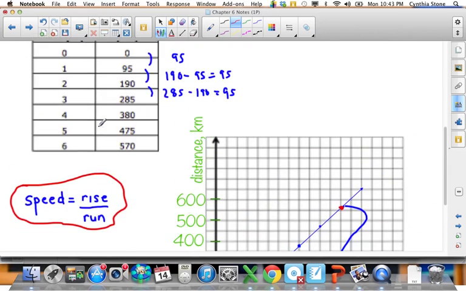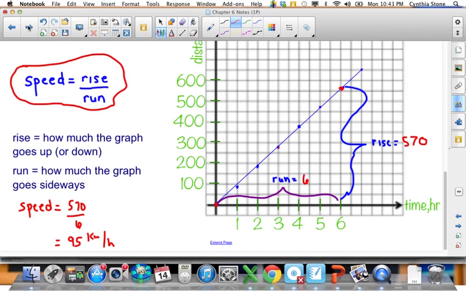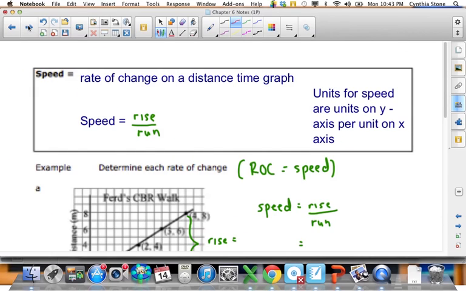Again, if you needed more time, just pause the tape, get the writing, get everything down, and then move on to the next. Okay, so speed is equal to what we call rate of change. And by the way, rate of change, sometimes we call it ROC. And we're going to use that term fairly frequently, ROC. Okay, but speed is rate of change on a distance time graph. And the equation for it is rise over run.